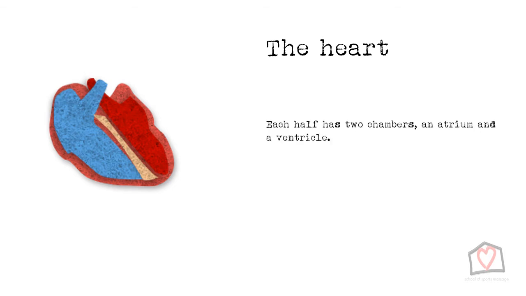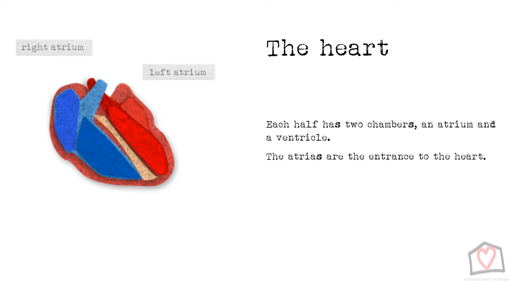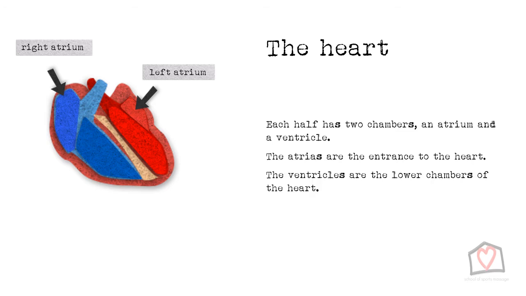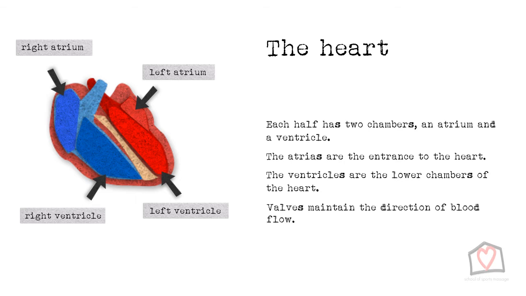Within these two halves there are 4 chambers, 2 atria and 2 ventricles. The atria are the top chambers, the entrance to the heart. They receive blood from veins under low pressure. The ventricles are the lower chambers of the heart, from where blood can be pumped to the body or the lungs.